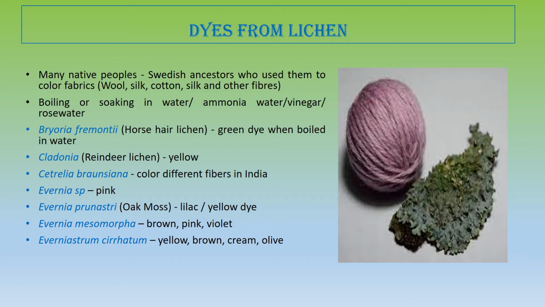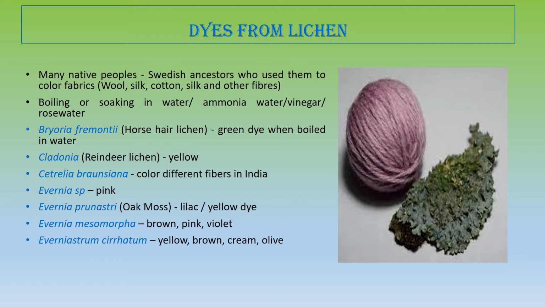The coloring material is orcein. The color material obtained from this lichen is produced by either the ammonia or water method. It produces a wide variety of colors: lilac, yellow, pink, and even certain shades of burgundy also.